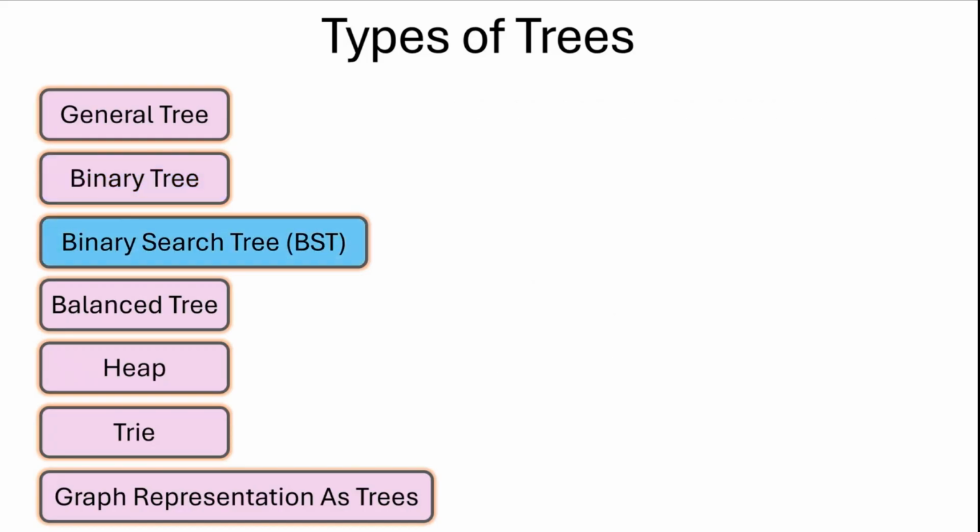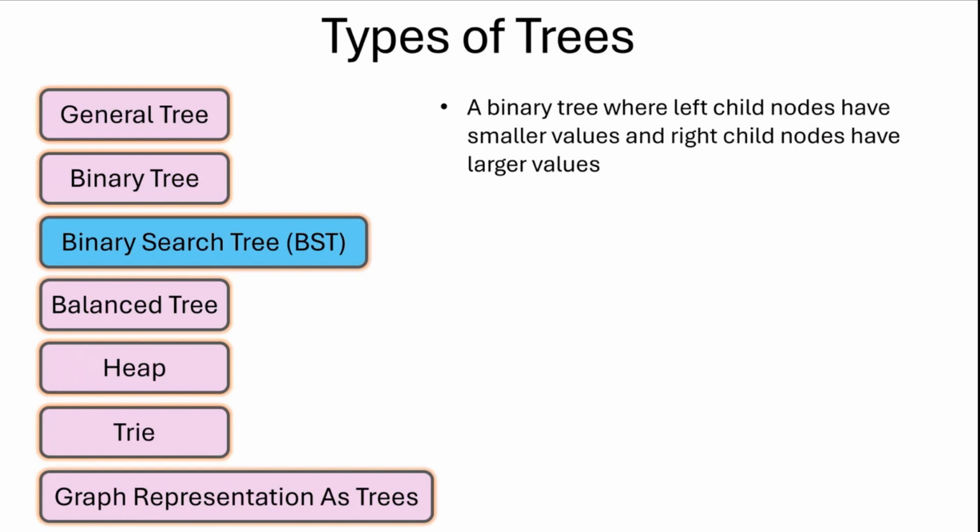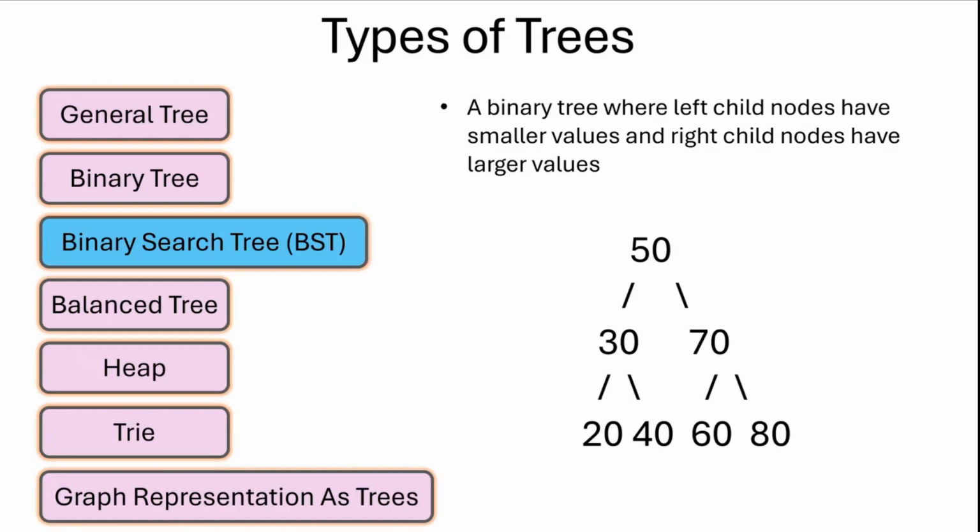The next type of tree is the binary search tree. It is a binary tree where left child nodes have smaller values and the right child nodes have larger values than the current node. For each node in this tree, let's say for example this node, all the nodes on the left of this node have smaller values, and all the nodes on the right side have larger values than 50, and it is true for each node. Binary search trees are useful in cases for fast retrieval and efficient searching, like database indexing.